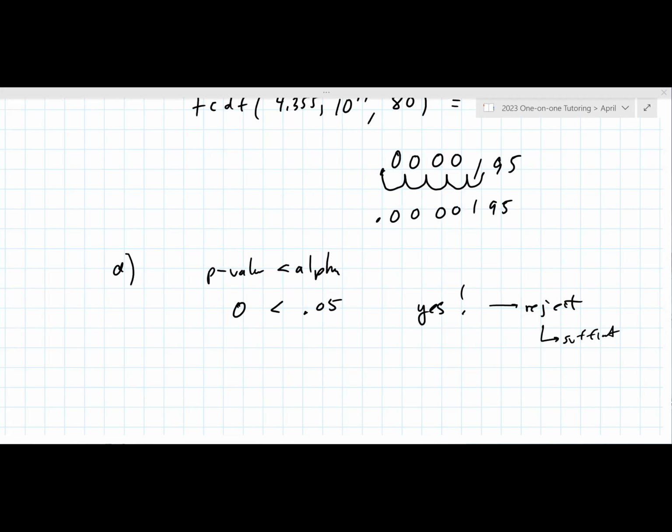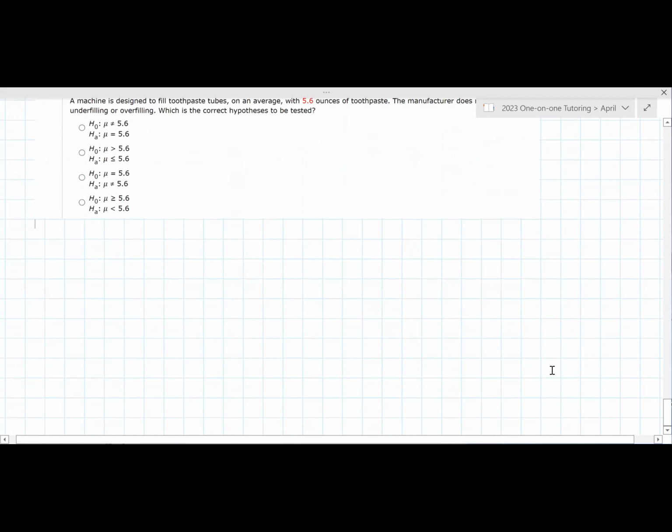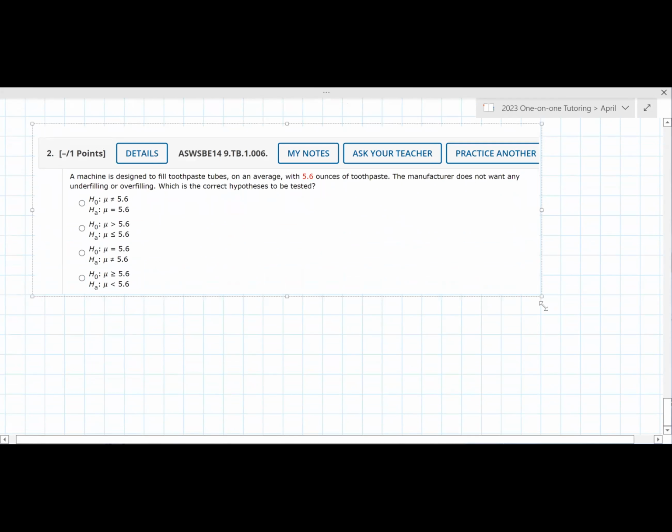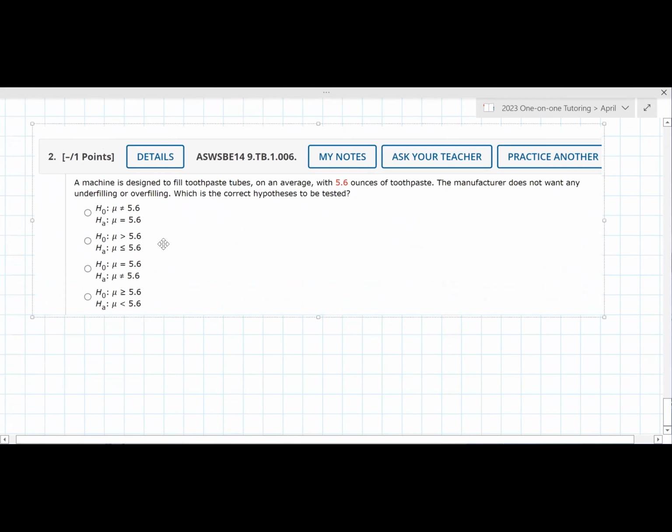All right, number 2. Here we go. These are going to be much easier. The only correct H0s are the following: mu equals, mu greater than or equal to, or mu less than or equal to. These are the only correct H0s. So you can see that A is wrong, B is wrong, and it's down to C or D.